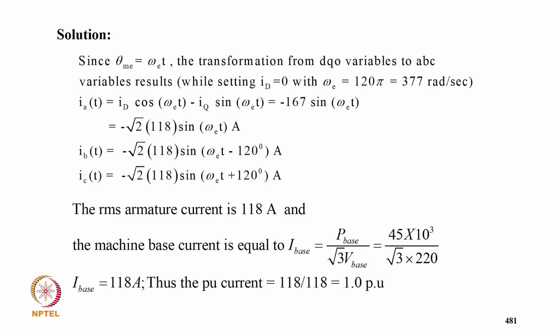So now theta m equal to omega t, so transformation of dq variables to ABC results in ID equal to 0, omega equal to 377, IA equal to ID cos omega t minus IQ sin omega et, that is minus root 2 118 sin omega et, IB equal to minus root 2 118 sin omega t minus 120 ampere, IC equal to minus root 2 118 sin omega t plus 120 ampere. So armature current is 118 ampere and the machine base current is I base equal to P rated upon root 3 V rated, that comes to 118 ampere, thus the per unit current is 1.